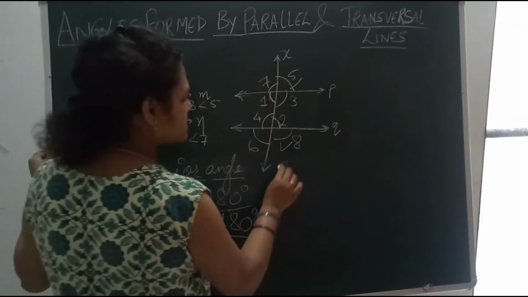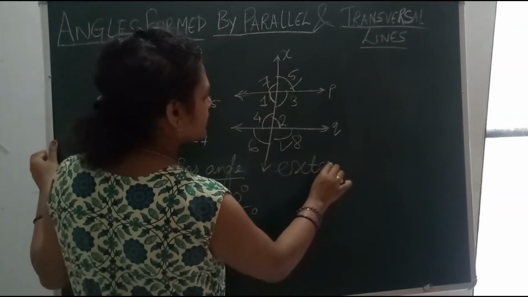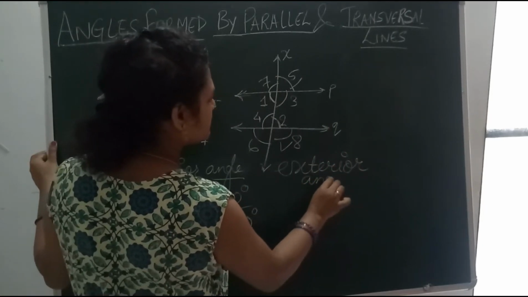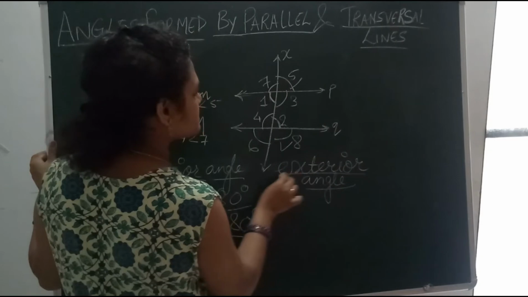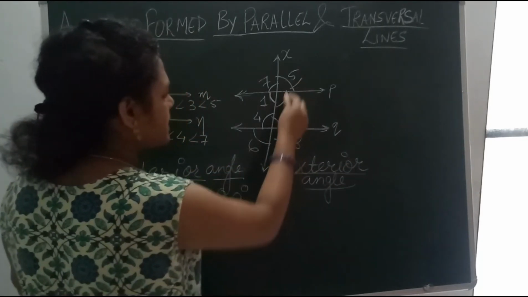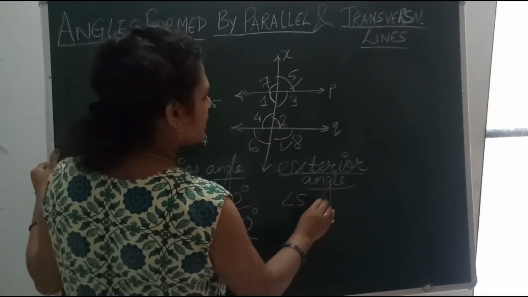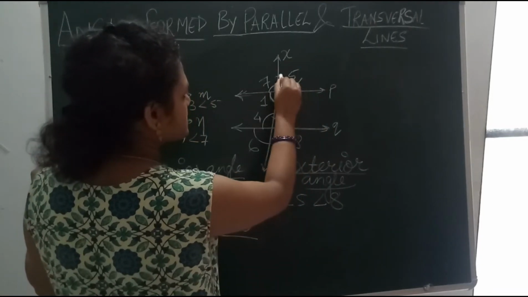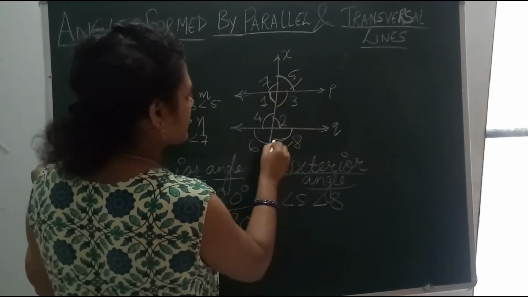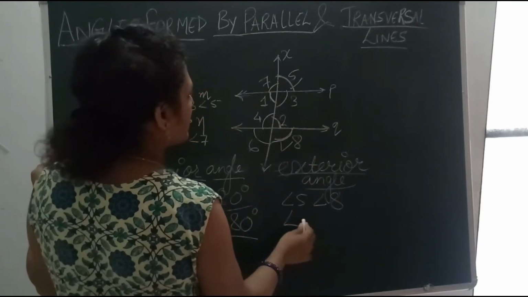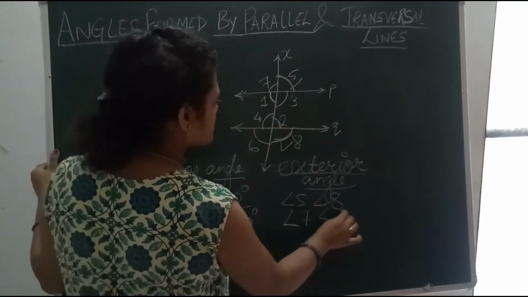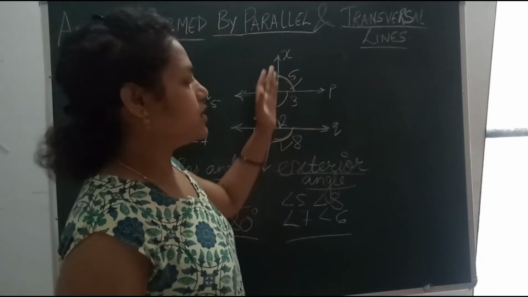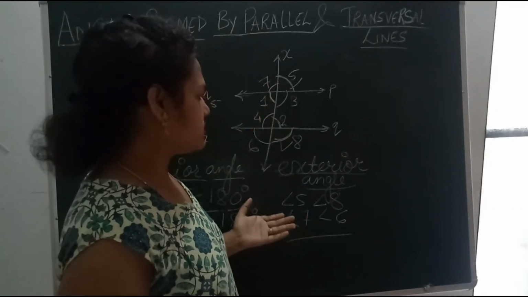Now we will see exterior angles on the same side of the transversal. What are those? Angle 5 and angle 8, on the same side of the transversal, that is your exterior angle, and angle 7 and angle 6. These are your exterior angles on the same side of the transversal.